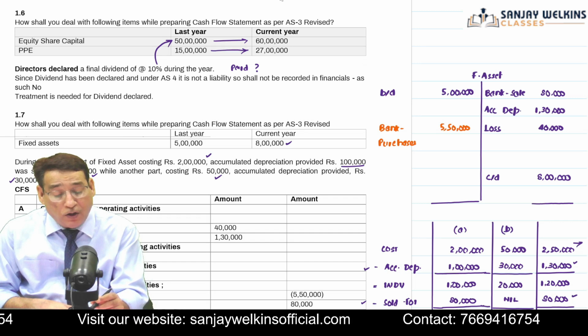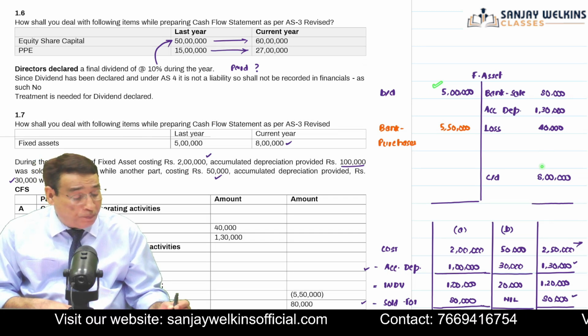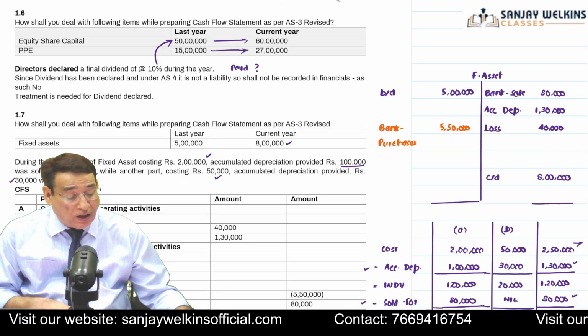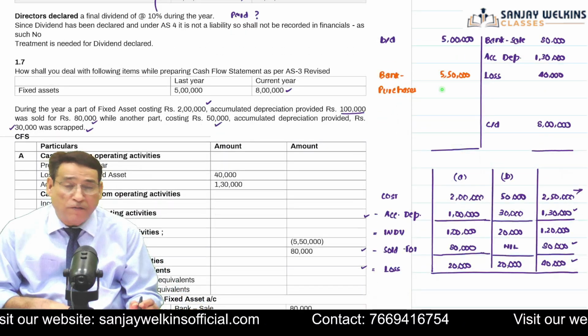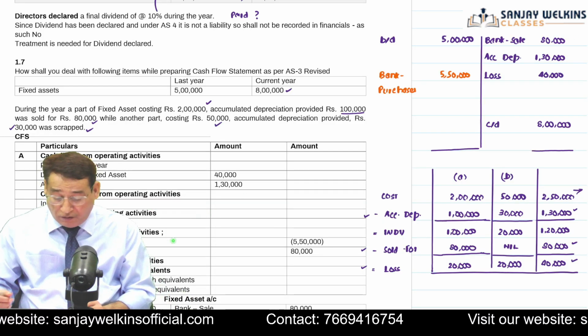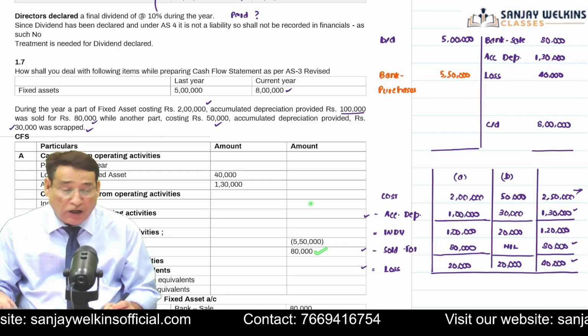Just a moment ago, I also told you, opening and closing balance will not come anywhere else. Is it clear to you? But all other things must be posted. For example, when I am going to sell the asset, I am going to write it under investing activities. These are investing activities: 80,000 sale of fixed asset.